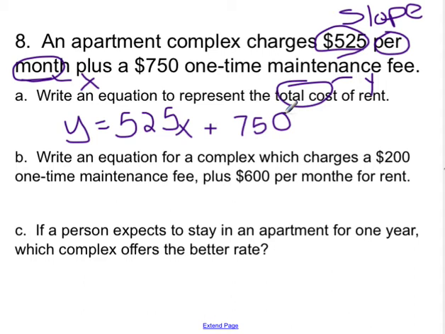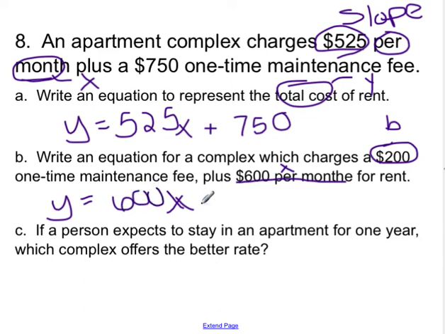Part B says write an equation for a complex which charges $200 one-time maintenance fee plus $600 per month for rent. So per month, remember that's representing our x. This is going to be like our y-intercept. So then we have y is equal to our total cost. For every x month that goes by, it's going to cost us $600. And then we have to pay a one-time fee of $200. So that doesn't need to be multiplied by the x because it's a one-time fee.